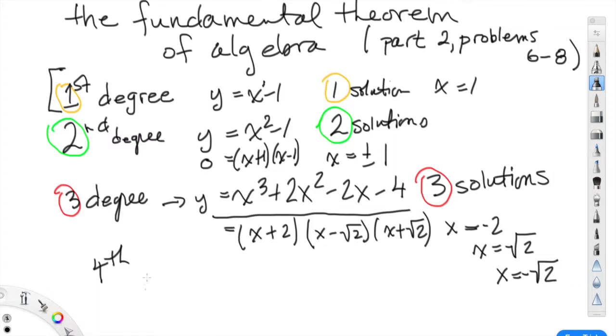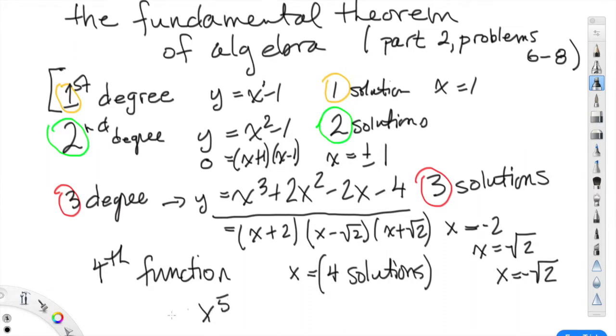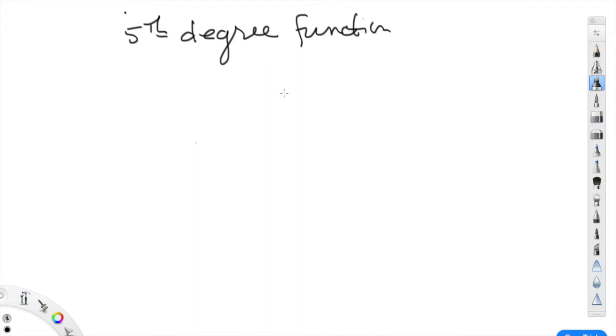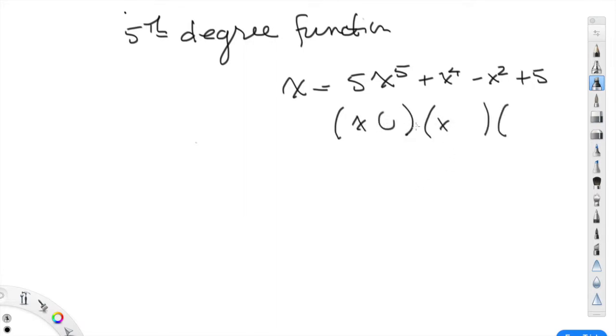If there was a fourth degree function, there would be four solutions. For a fifth degree function, like y equals x to the fifth, there would be 5 solutions for x that would work. So there's always going to be as many solutions as the degree of the function. A fifth degree function like this will have 5 solutions, so it will factor into x plus something, x minus something else, and so on, five factors. But some of these may be irrational or complex numbers.